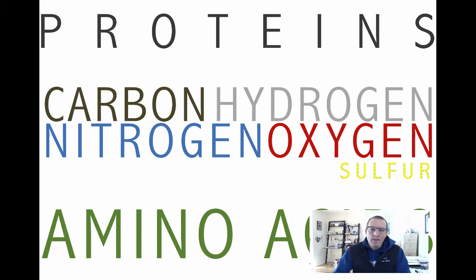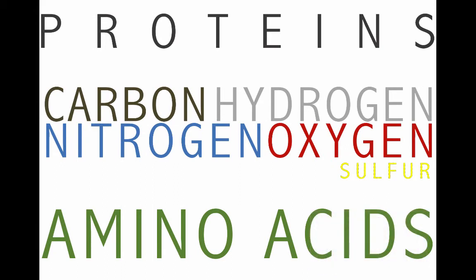What atoms do you find in proteins? Well, proteins contain carbon, hydrogen, nitrogen, and oxygen. And then two amino acids, cysteine and methionine, also contain sulfur. So proteins are these organic polymers. They have these building blocks, these monomers we've talked about before, and those monomers are called amino acids.